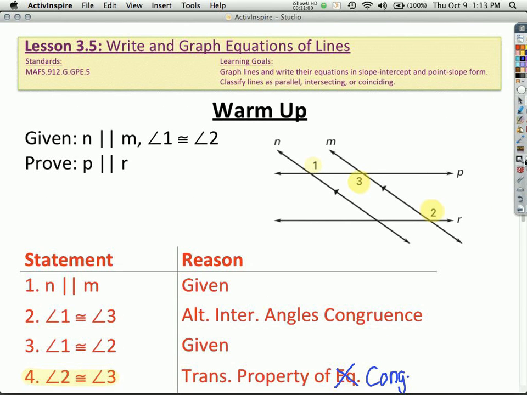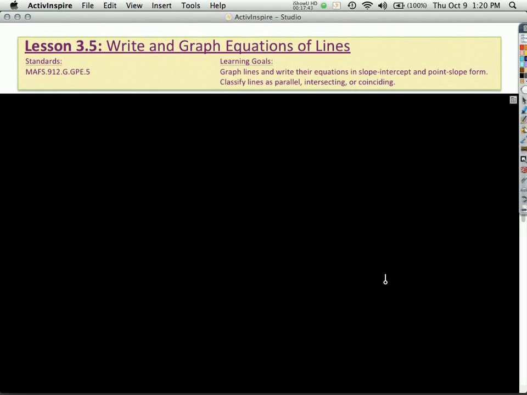Okay, let's push that pause button. So, today's lesson, 3.5, writing and graphing equations of lines. As I already alluded to, we will be taking everything we learned last year and putting it all together in one lesson and kind of putting it into the context of what we've been doing so far this year.